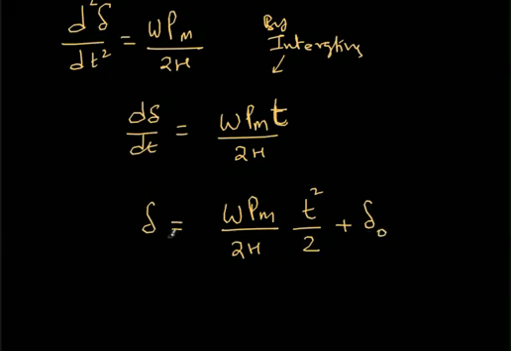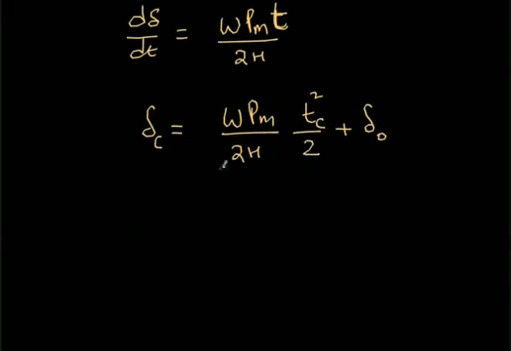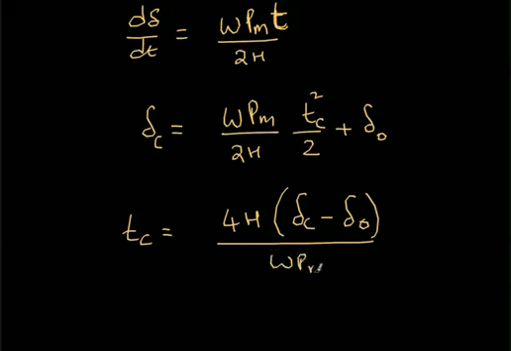Now in this, if I substitute delta c, then I'll get tc, and delta c is known from the previous case. Now I will find what is tc. So tc is like this. First delta c minus delta naught will be there, and then to that I will multiply 4H and divide by omega Pm, and then I'll apply the square root. So this is what will give me the value of critical clearing time.